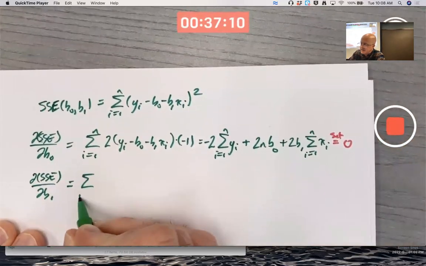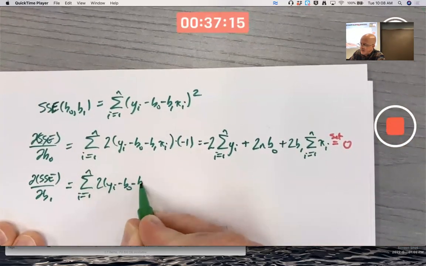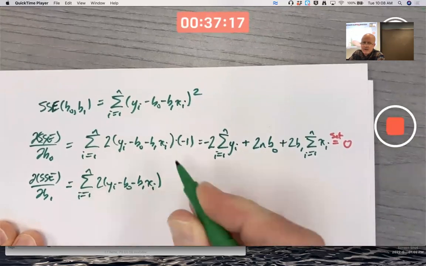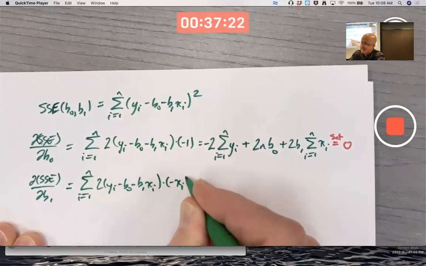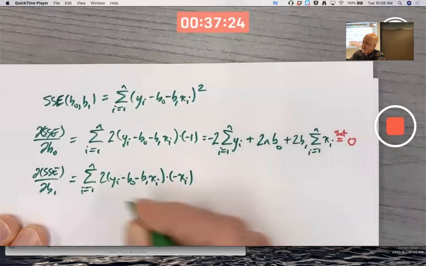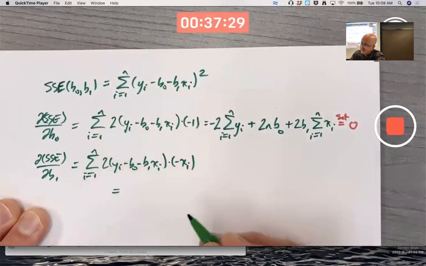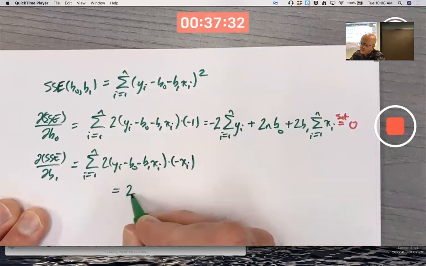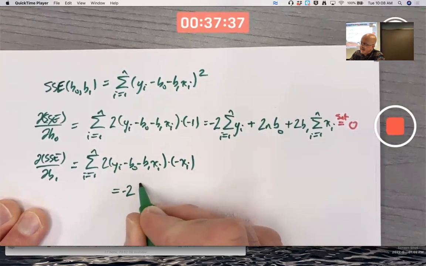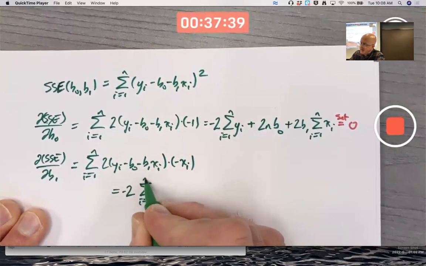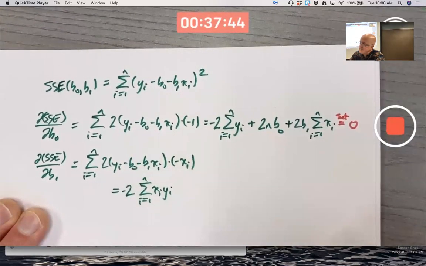It's going to be something somewhat similar, except with the chain rule. When you differentiate with respect to B1, you get an extra factor, not of -1, but of -xi. Distribute that through, separate the summations. Let me write it down here. First one, you're going to get a 2 out in front with a negative sign, and a summation of the products of xi times yi. I'm distributing the xi through the parentheses when I do that.